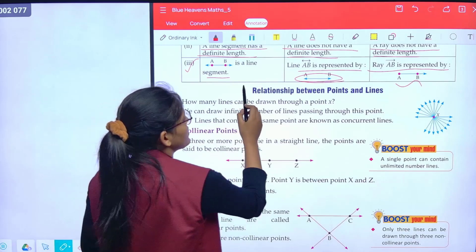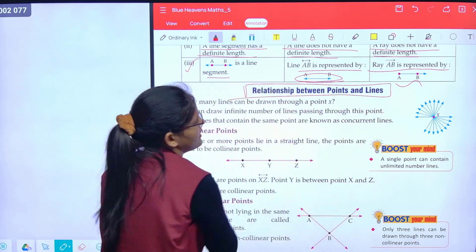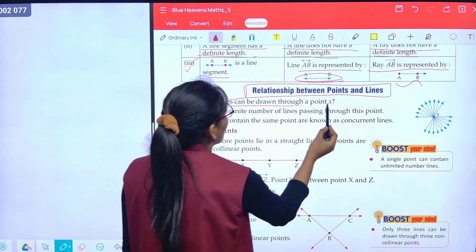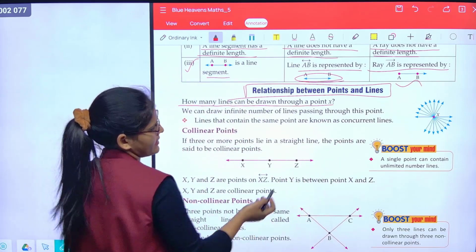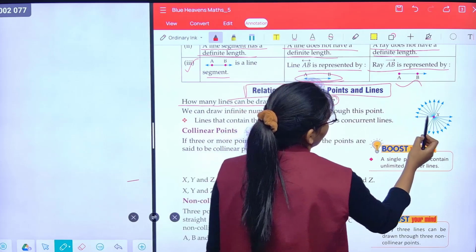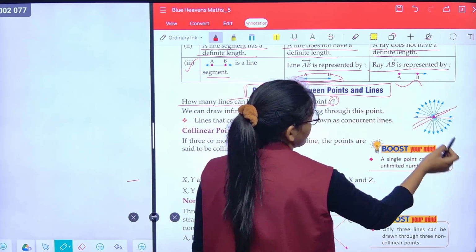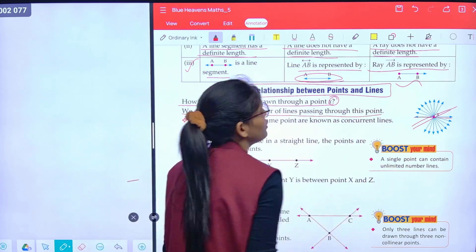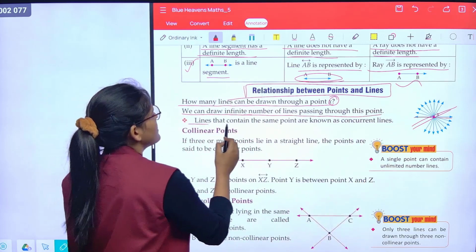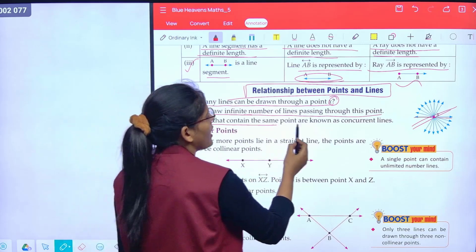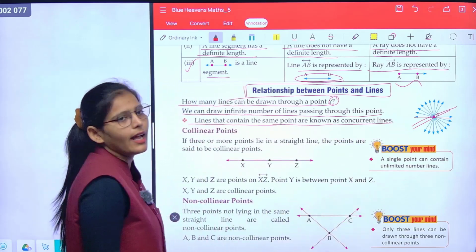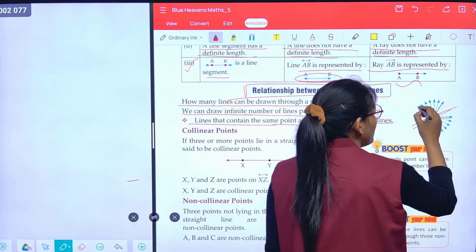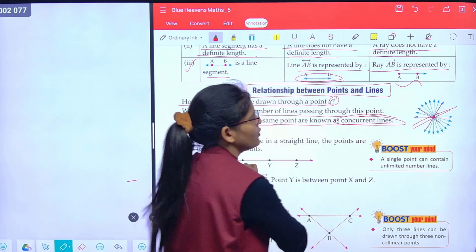Now class, see relationships between points and lines. How many lines can be drawn through a point X? Class, unlimited. We can draw an infinite number of lines passing through this point. Lines that contain the same point are known as concurrent lines. So lines that share the same point are called concurrent lines.